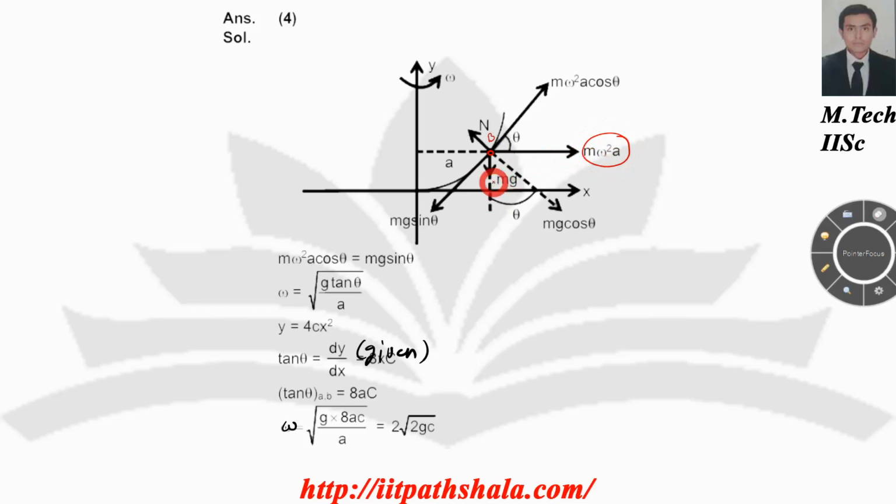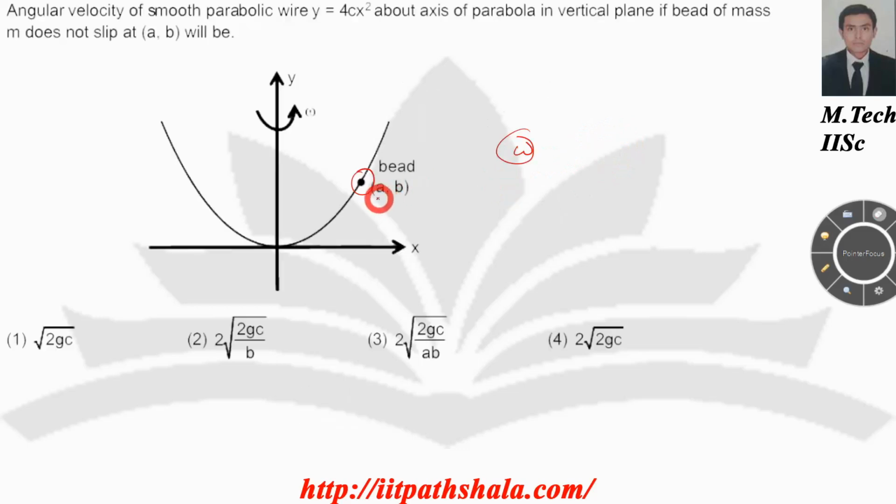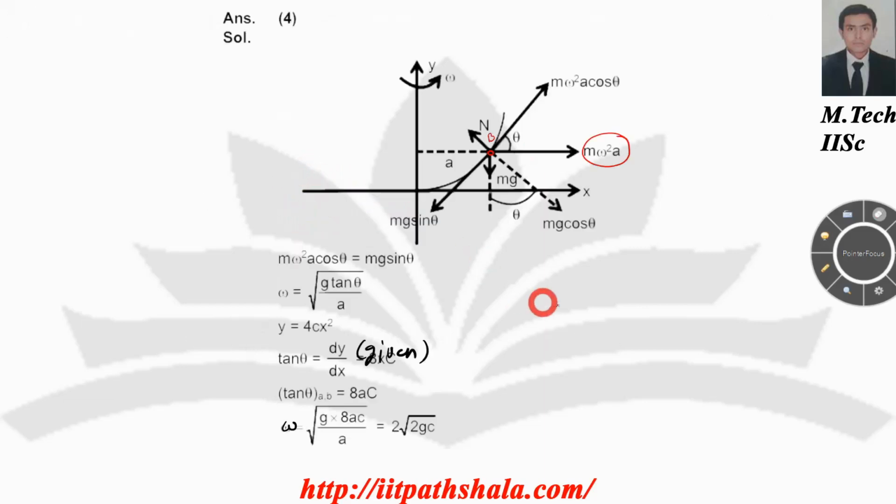Now they have given you the coordinates also. The coordinates are a in the x direction and b in the y direction. So I have made a free body diagram over here: m omega square a, mg, and N acting. This is my tangent, this is my perpendicular line, and this is my bead. Now you have to resolve all these forces in the direction of this tangent and normal.